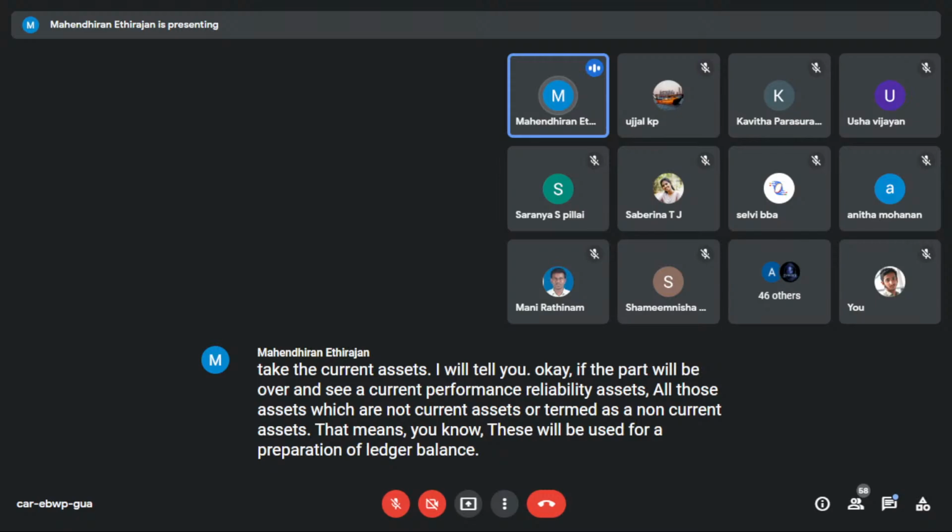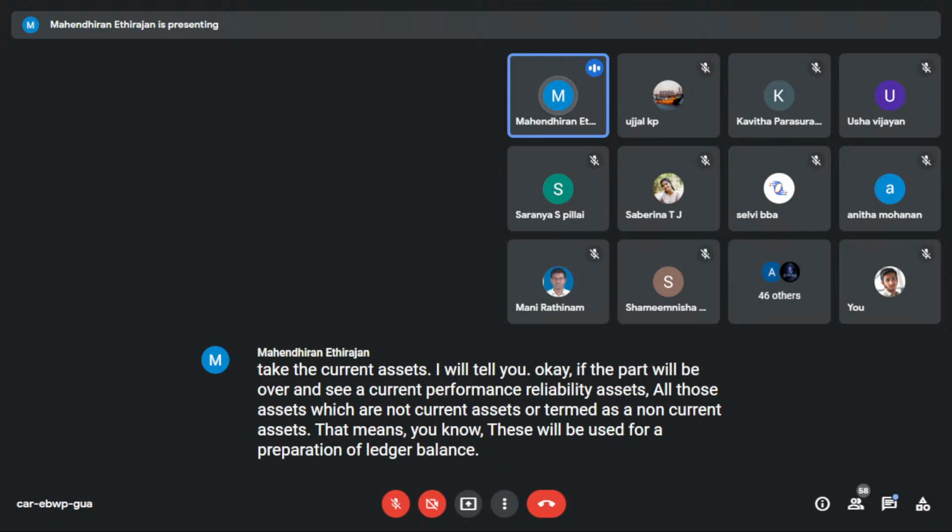Okay. This is the format for preparation of the schedule of changes in working capital. Same thing, the comparative income statement will be there. For the schedule of changes in working capital, you put the heading: particulars, previous year, current year. Don't put the effect on.